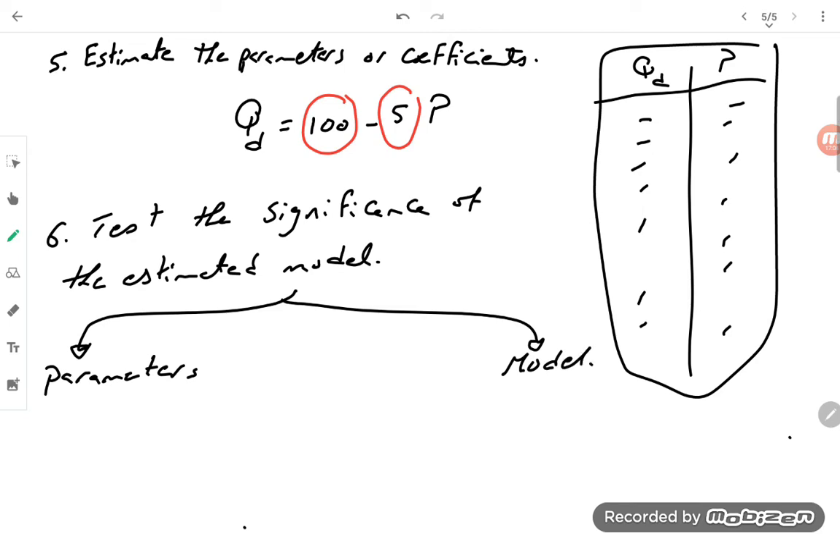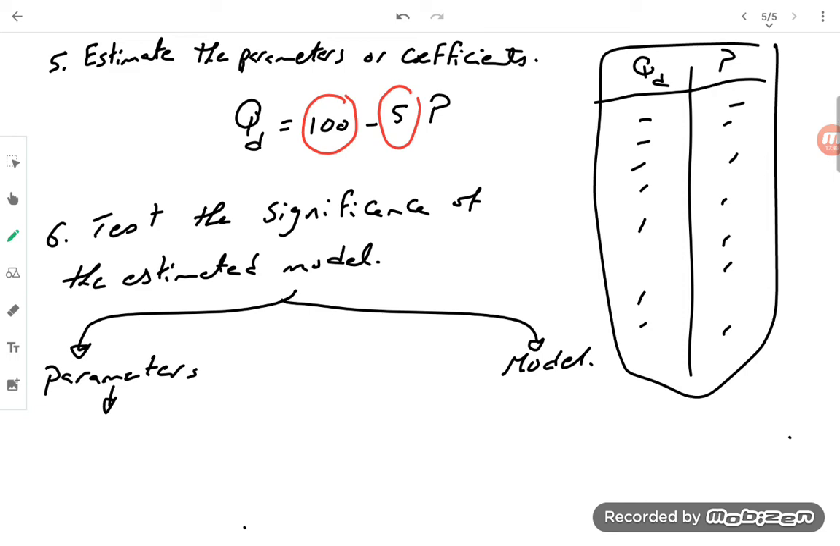With respect to parameters, we would like to identify whether the value is calculated according to the economic theory or not. Say, for example, the relationship between QD and price should be negative, but according to our estimation, it's a positive one, not a negative one. So we have to identify why, whether there is an estimation problem or we have a reason for this result.